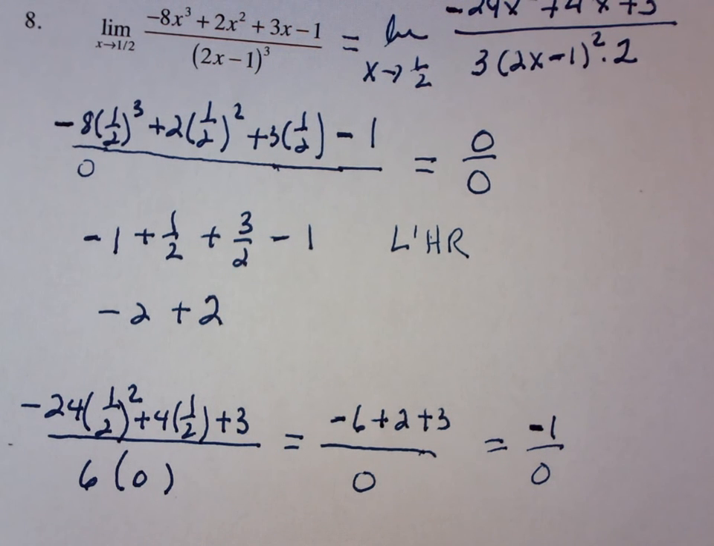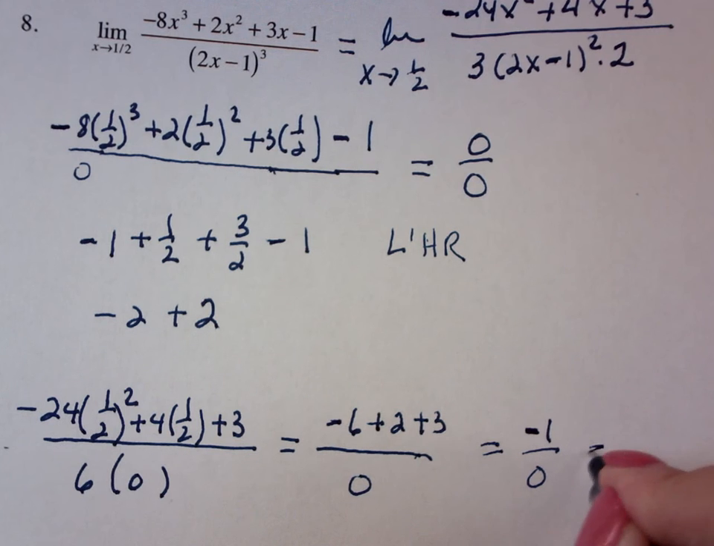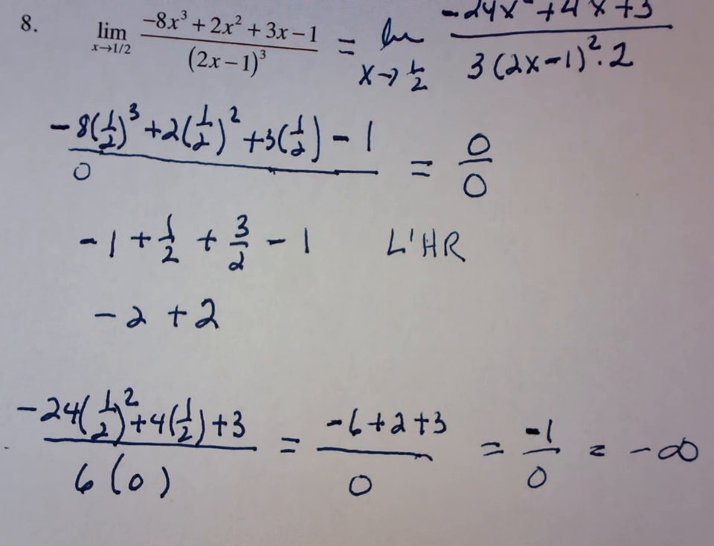Well, when you divide by 0, it's either plus or minus infinity. So in this case, what is it? Minus infinity. That should make sense because 1/2 is a vertical asymptote. So you're going to plus infinity or minus infinity. So that limit is going to be minus infinity.